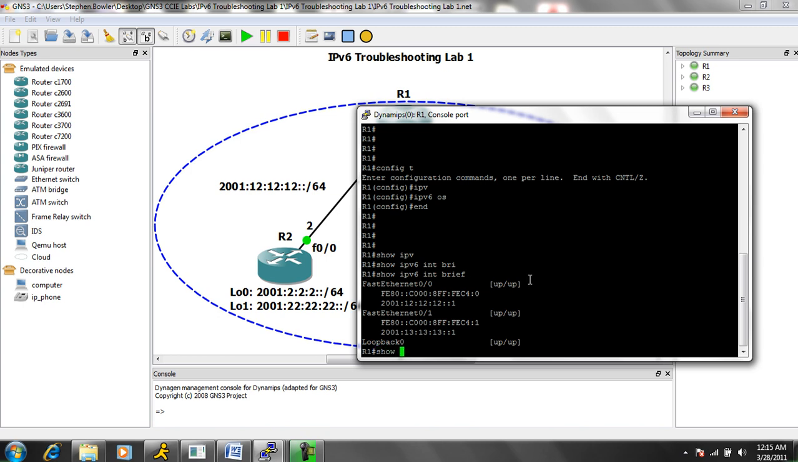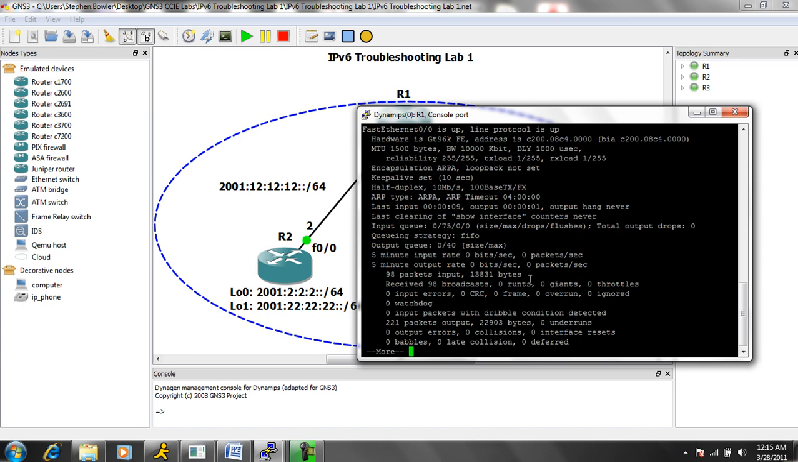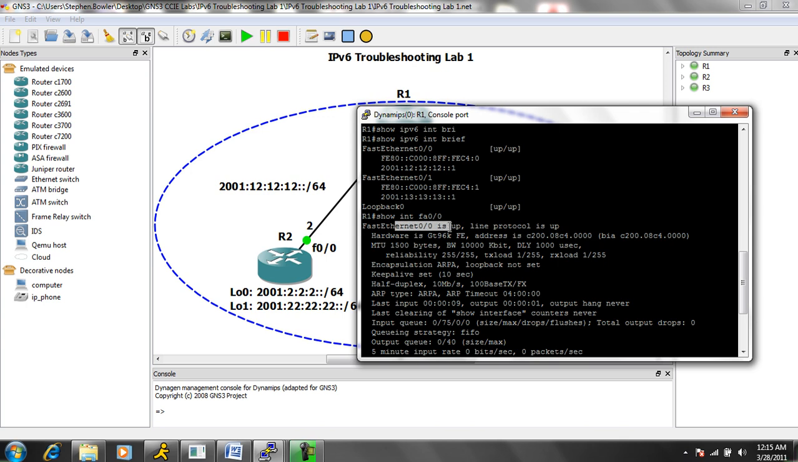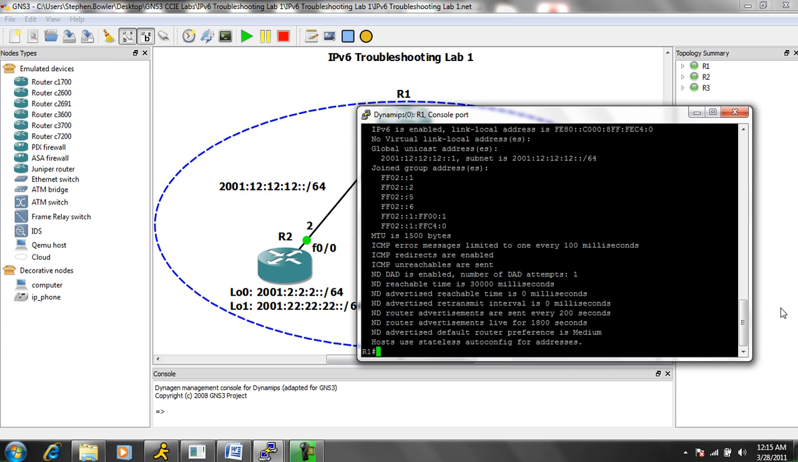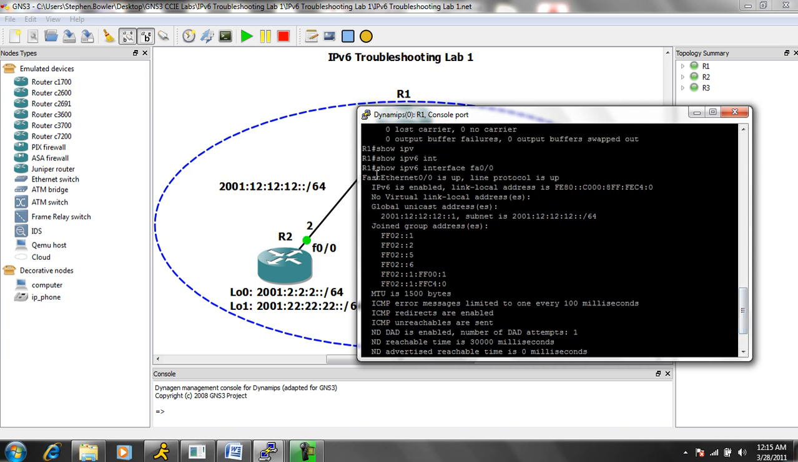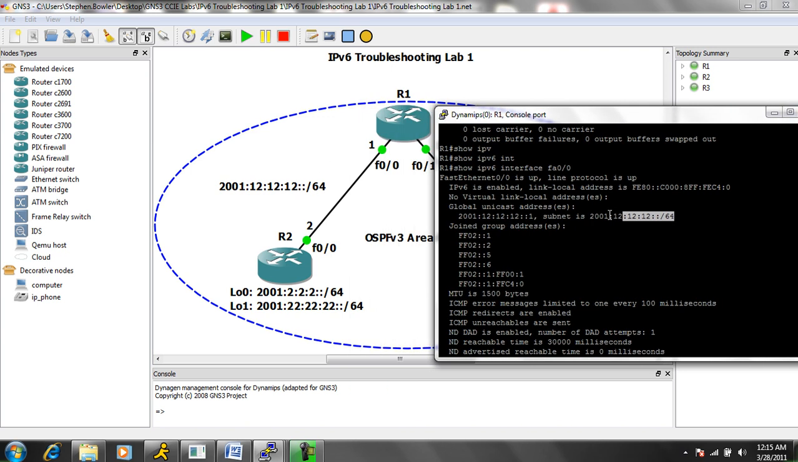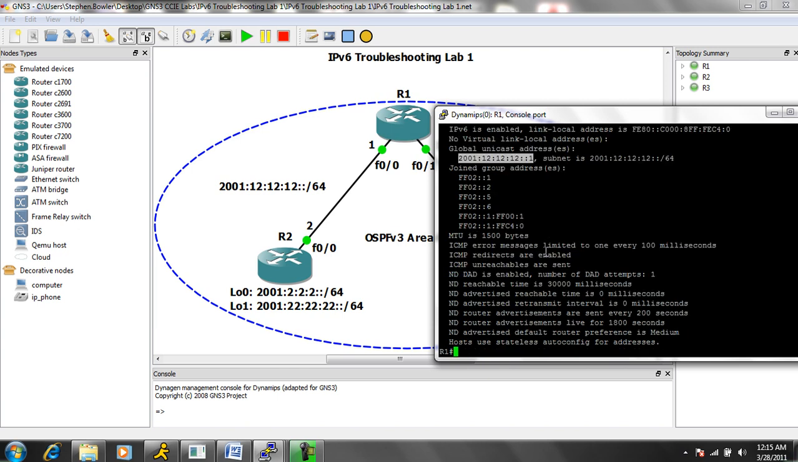Also, we can do the command show interface FastEthernet 0/0. Gives us a little more information on the actual interface. I could do the show ipv6 interface FastEthernet 0/0, and it gives us a lot of good information in regards to IPv6. We have the layer 1 is up, line protocol is also up, we have the global unicast address that is configured under the interface, and we have the subnet for this IP address, which is correct. So again, 2001:12:12:12::/64 is our network, and our IP address is the 1. So that is all correct.